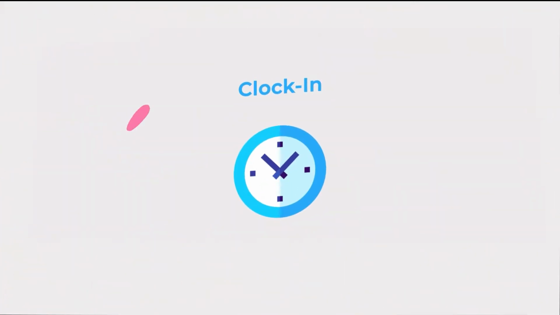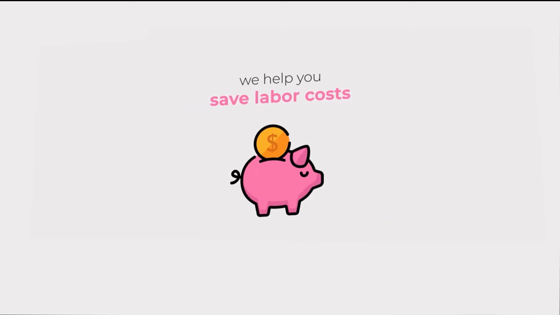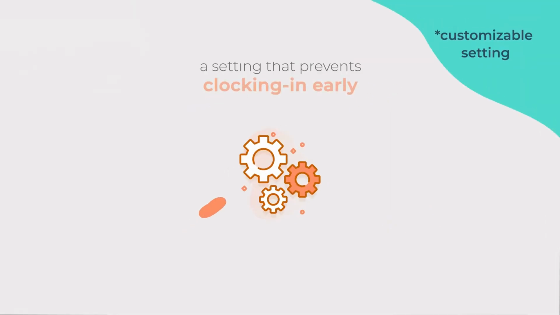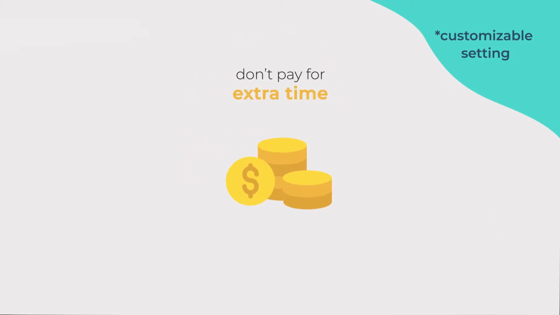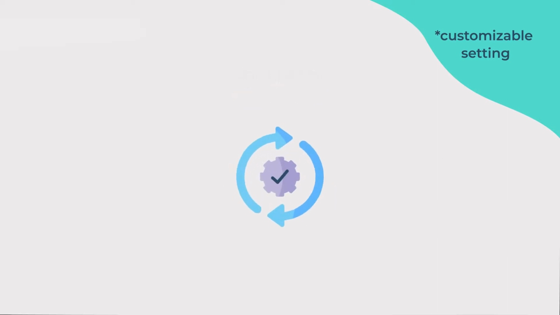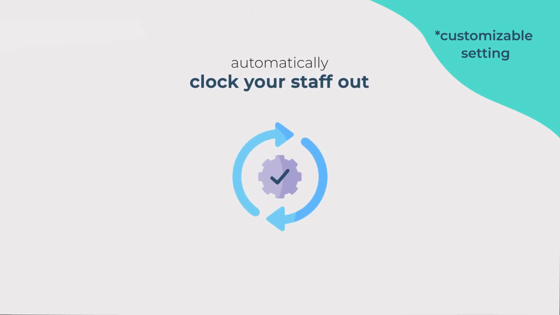What makes StaffAny's clock-in so beneficial for your business is how we help you save labor costs. Firstly, we have a setting that prevents your staff from clocking in early. This means you won't pay them for the extra time. Next, you can also automatically clock your staff out the moment their shift ends. This helps you stay on track within the budget that you have planned.